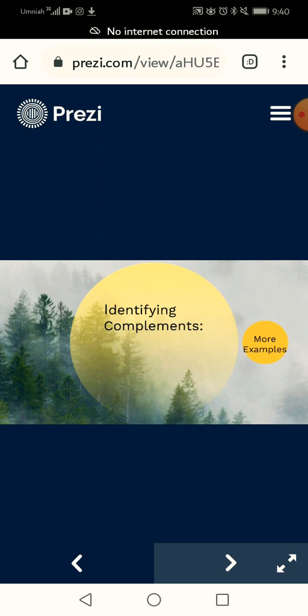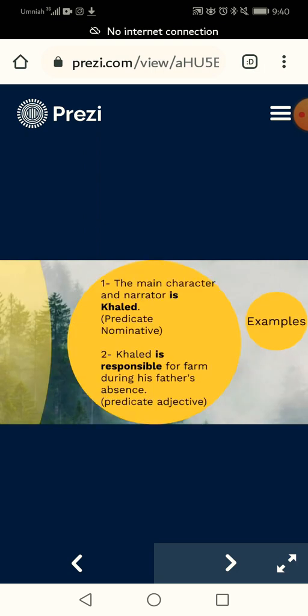Now, let's identify complements. If we say, the main character and narrator is Khaled, as you can see here, we have is, which is a linking verb, and after this linking verb, we have a noun, Khaled. So it's a predicate nominative because Khaled identifies the main character and narrator, the compound subject here, and it comes after a linking verb.